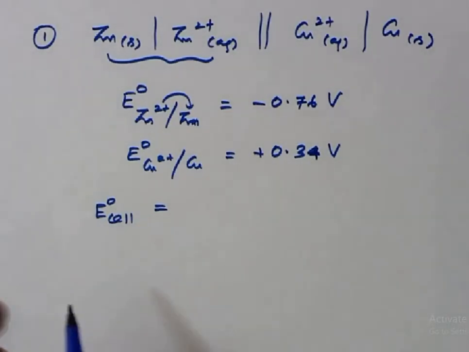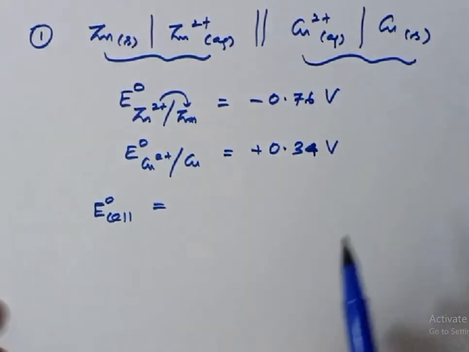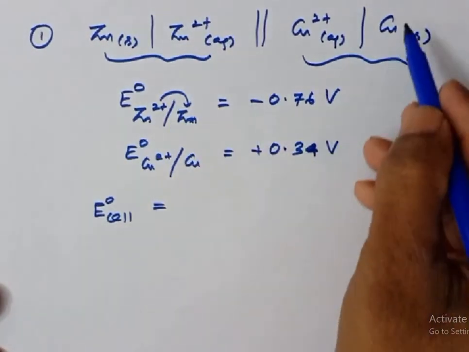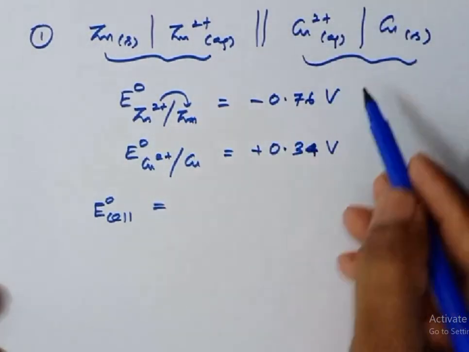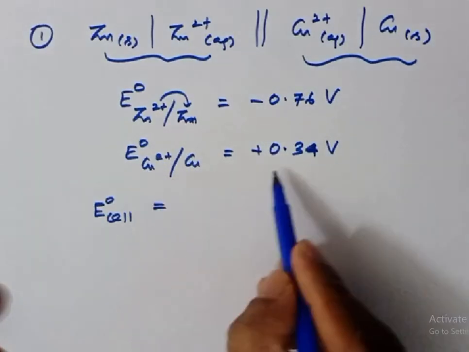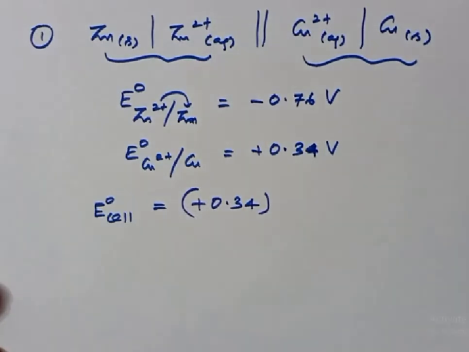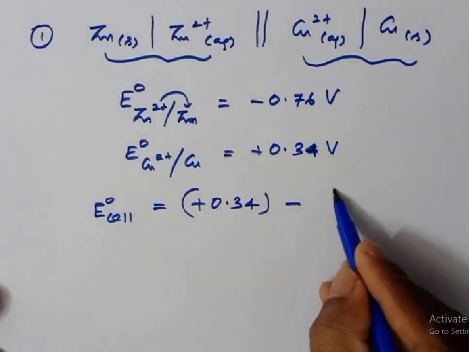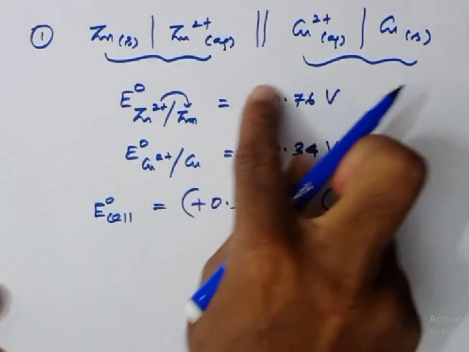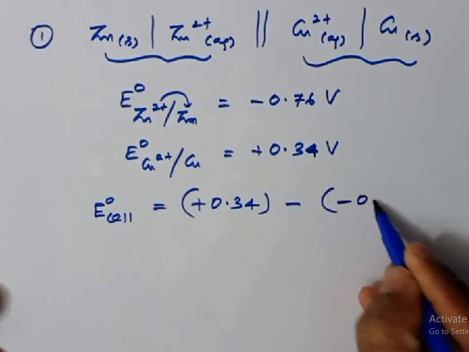What to do? Right hand side reduction potential minus left hand side. On the right hand side we have copper. For copper the reduction potential is given, which is plus 0.34 volt. Then put a minus sign. Then for zinc the reduction potential is available, minus 0.76 volt.